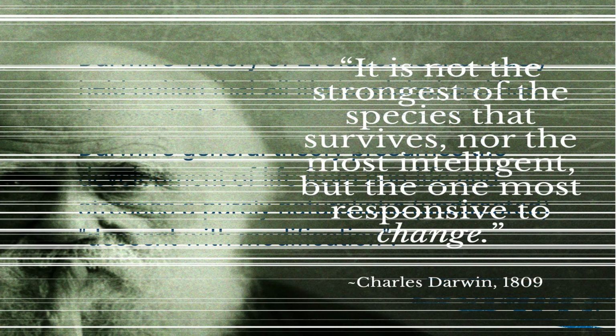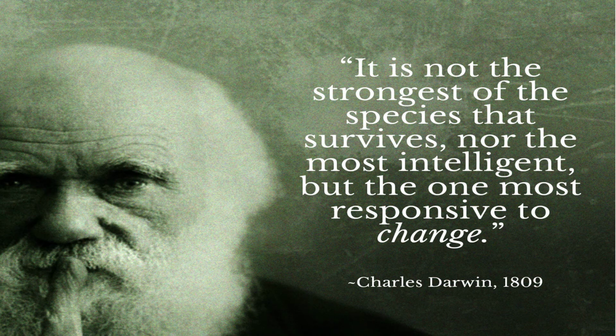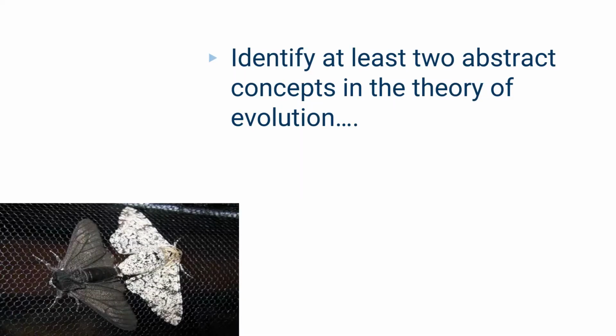In Darwin's theory of evolution, it has been quoted so many times that it is not the strongest of the species that survives, nor the most intelligent, but the one most responsive to change. This is by Charles Darwin. Now, if we are going to look at this theory, we should be able to identify at least two abstract concepts in the theory of evolution.